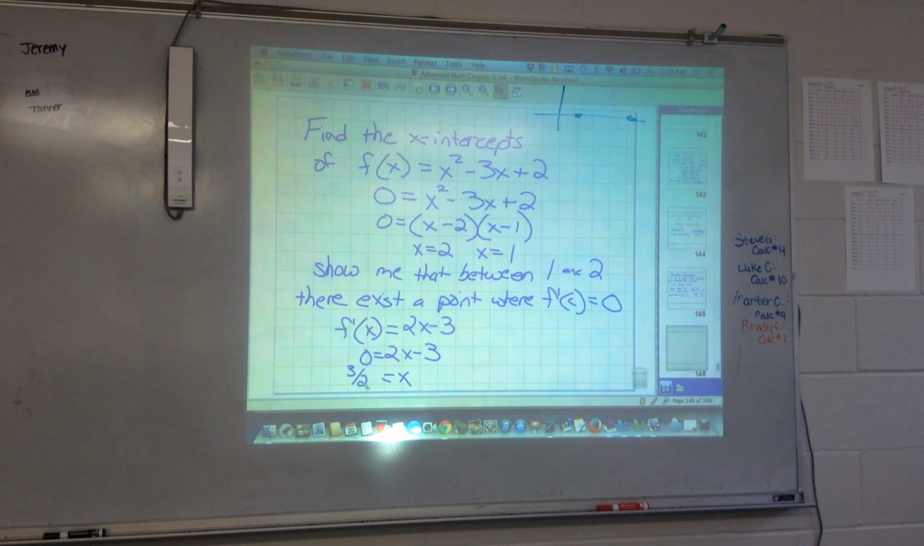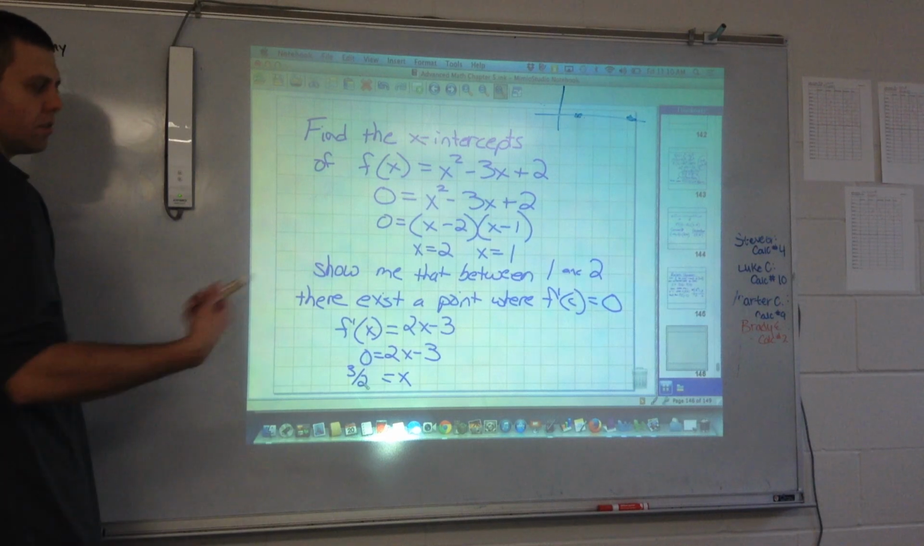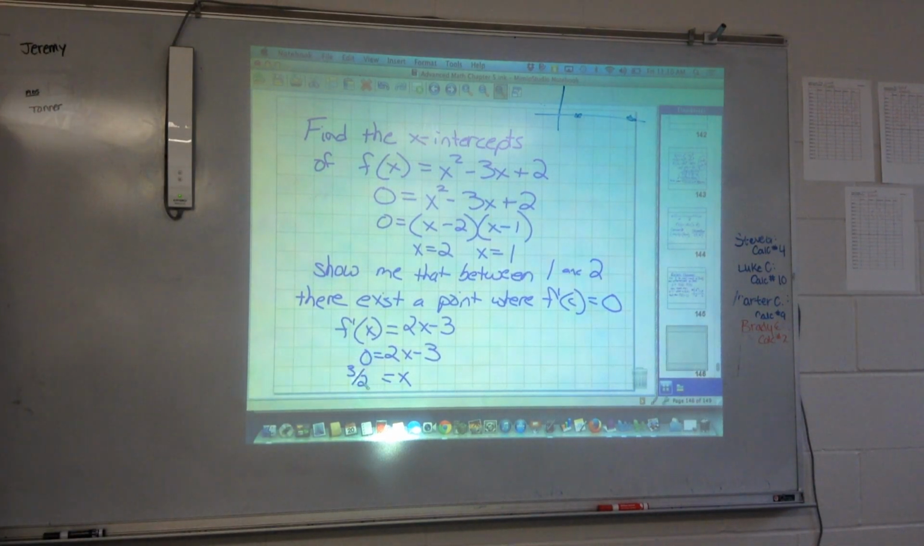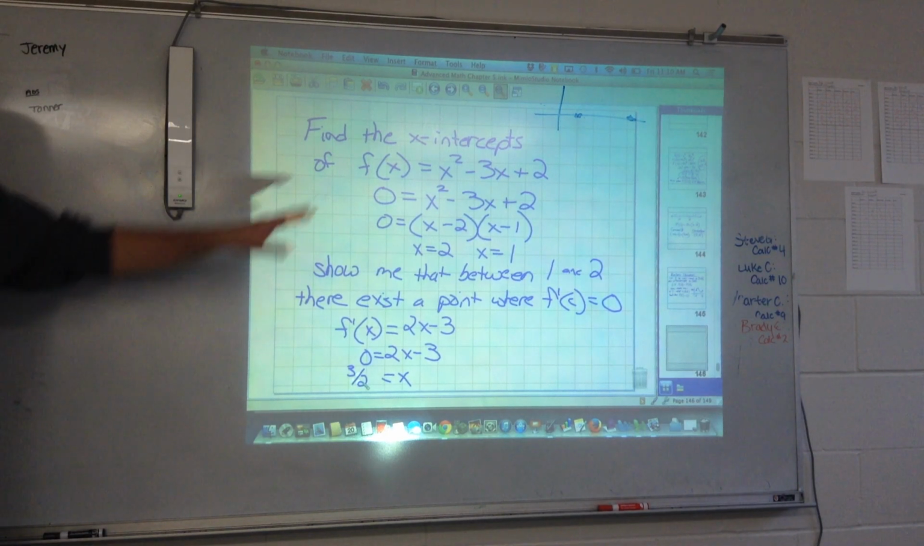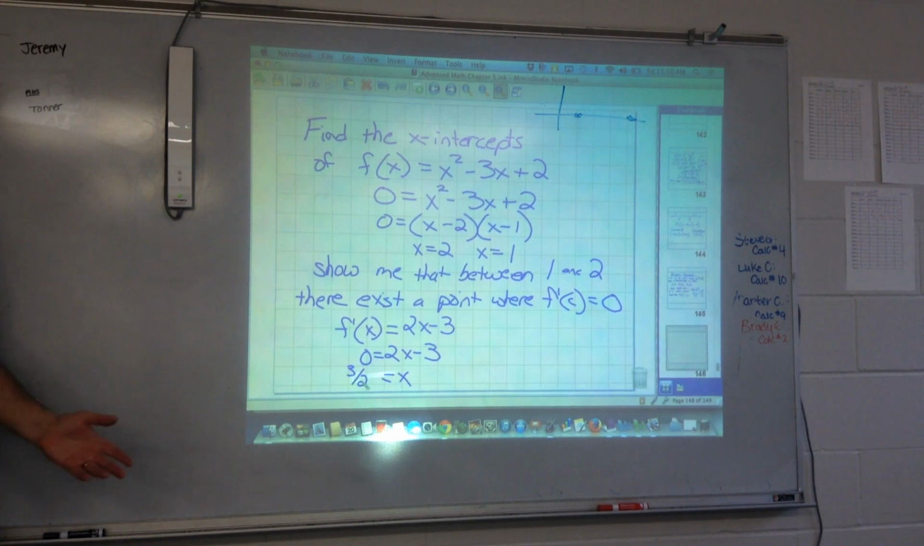So there exists a point c such that f prime of c would equal 0. In other words, we know that f prime of 3 halves equals 0. If you wanted to find the coordinate that goes with it, plug it into the original to see what the y value is to go with that x value of the coordinate. Okay, so that's Rolle's theorem.